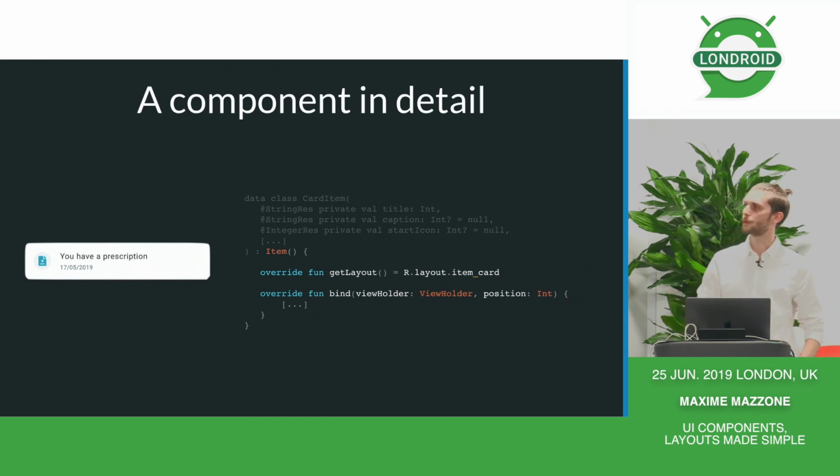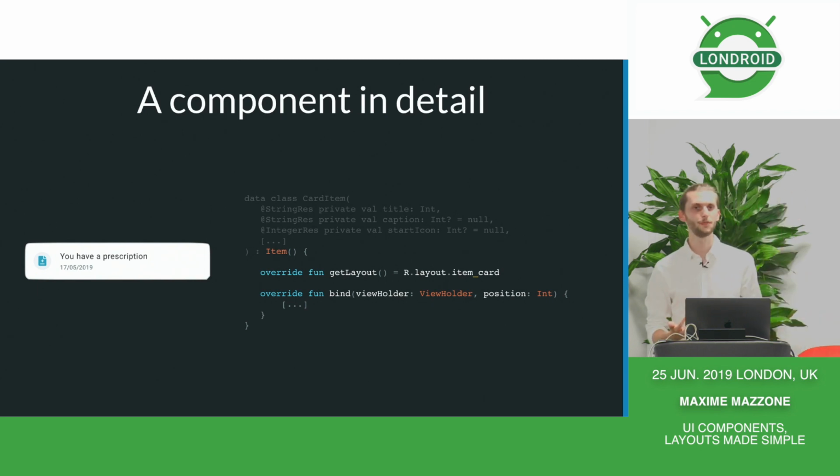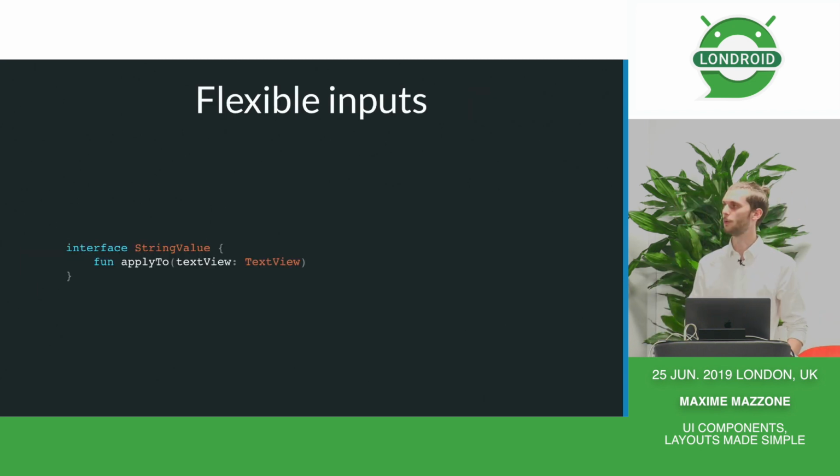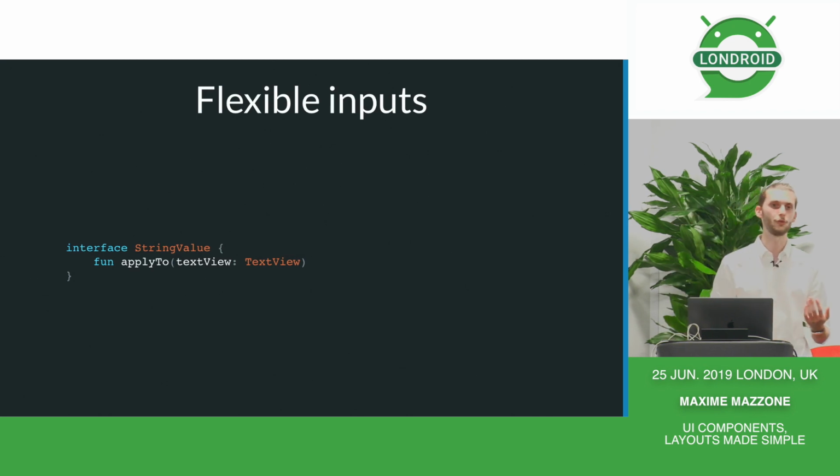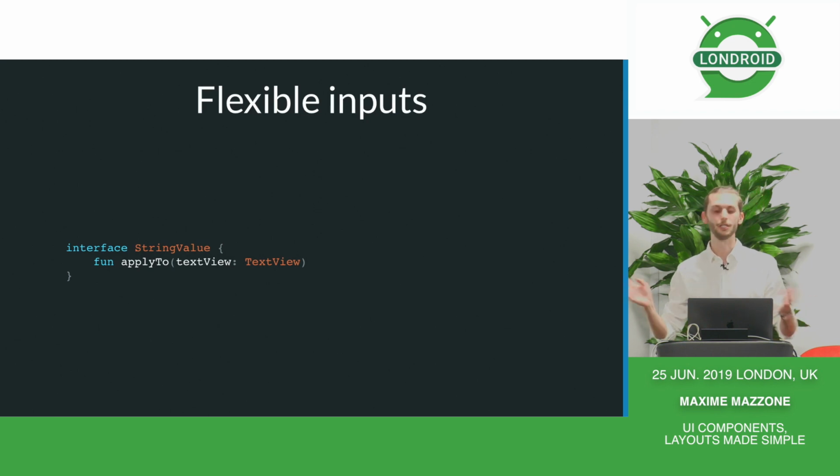So we saw that we created those elements, and the next thing that came up was, well, we want flexible inputs. As you can imagine, in Android, there are so many ways to pass information. You can pass a string, for example, just by passing a string ID from your resources, or you can have a string coming from your API, and so you have a Kotlin string. We quickly realized that we needed some flexibility here, so what we did is create a simple interface. We call it string value.